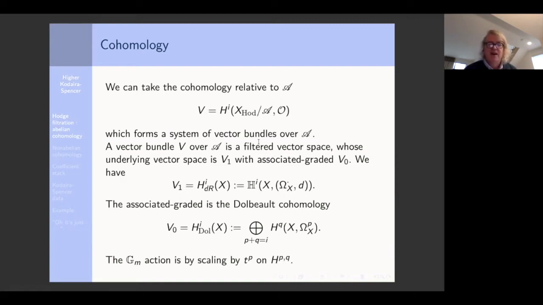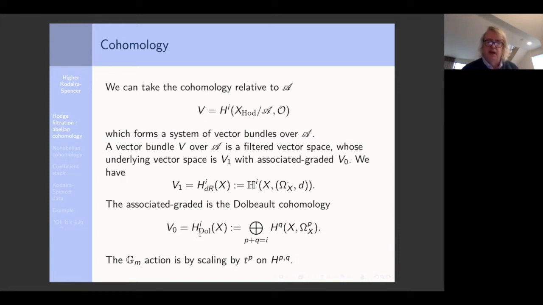So anyway, a vector bundle over A is a filtered vector space whose underlying vector space is V_1 and the associated graded is V_0. The filtration is obtained by taking G_m invariant sections and looking at their order of growth as we approach 0. Okay, if we take V equal to this cohomology, then V_1 is the de Rham cohomology of X, which is the hypercohomology of X with coefficients in Omega dot X_dR. This is the crystalline cohomology theory just in characteristic 0. And the associated graded space is the Dolbeault cohomology.